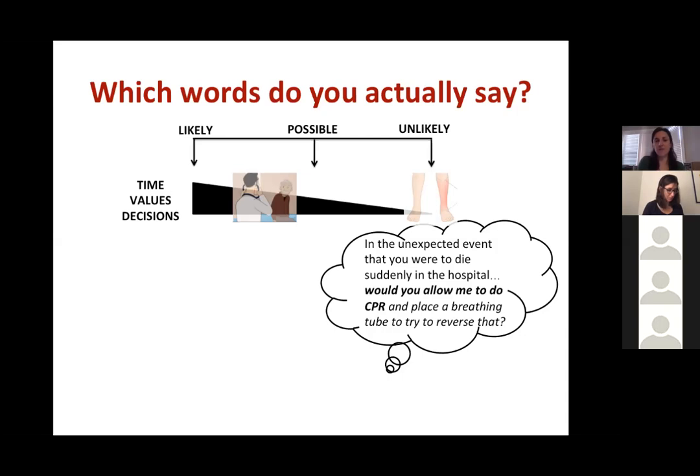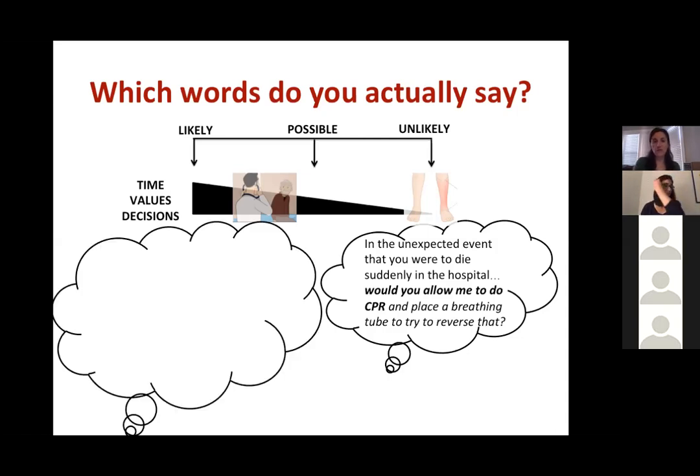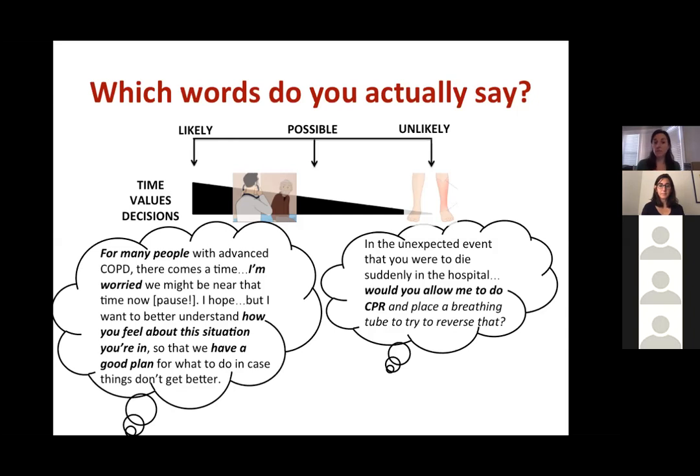If they've never thought about it before and you don't think it's likely to happen, this approach tends to satisfy. And then for this patient with COPD, for whom we think it's possible or likely even that he could end up in the MICU or have a code, we need to spend a little bit more time. I introduce this conversation usually saying something like, for many people with advanced COPD, there comes a time when the best of our medical treatments can't necessarily make it better. And I'm worried that we might be near that time now. And always pause when you say something like that. We don't know if he's full code because it's very important to him, or because no one has ever talked with him about this before. And then I go on to say, I hope that with BiPAP and antibiotics and nebulizers your breathing gets a lot better. But I want to understand better how you feel about the situation that you're in, so that we have a good plan for what to do in case things don't get better.